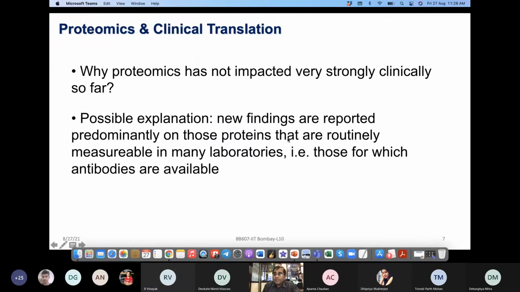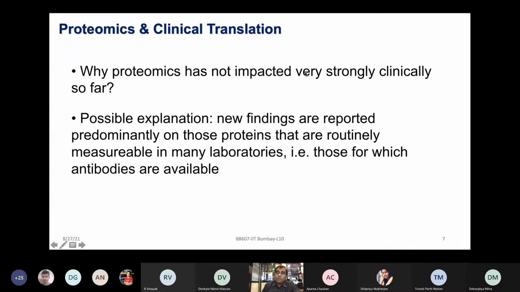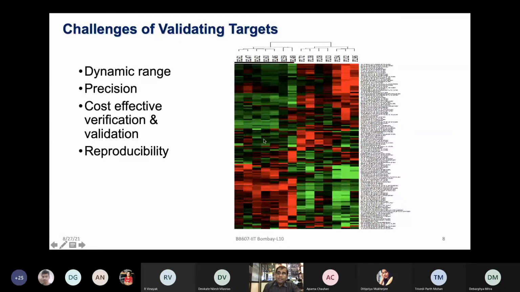So most of these findings, what people are primarily reporting after validation, are based on the antibodies which are available, right? That's the bottom line. You are actually discovering many interesting proteins, but all those proteins are not being validated because you don't have good antibodies for that.